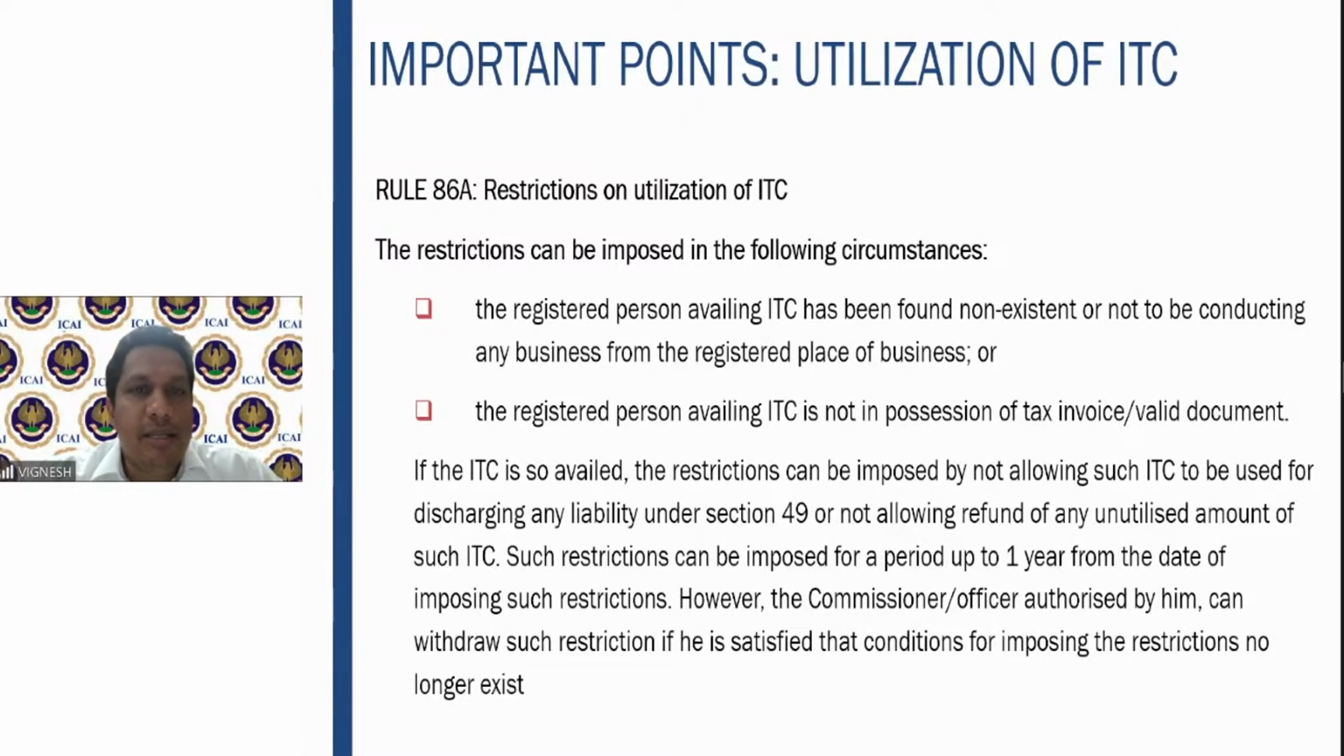Now, still, if you go ahead and avail such ITC, restrictions can be imposed by not allowing such ITC to be used for discharging any liability, or by not allowing refund of unutilized credit of ITC. Restrictions can be imposed by the commissioner for up to a period of 1 year from the date of imposing such restrictions. However, the commissioner or the officer authorized by him can withdraw the restriction if he is satisfied that the conditions for imposing the restriction no longer exist.